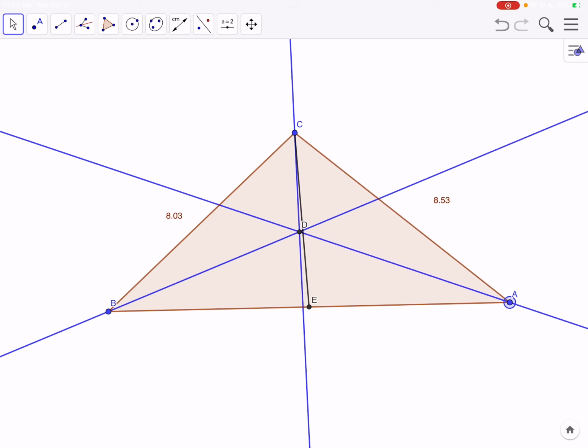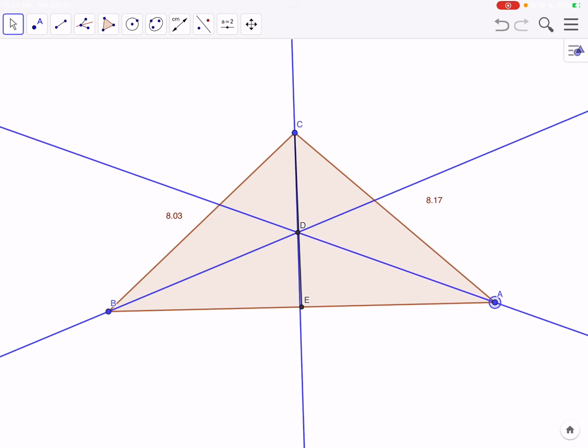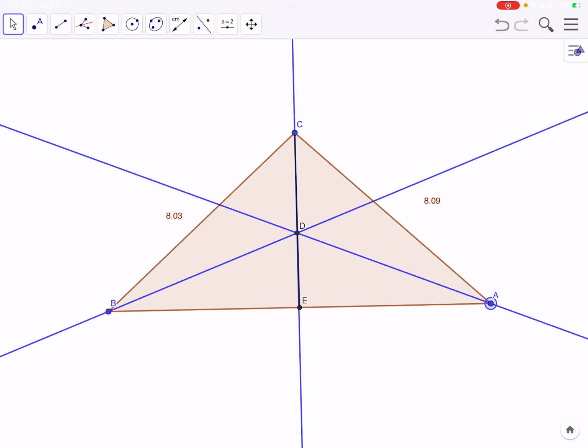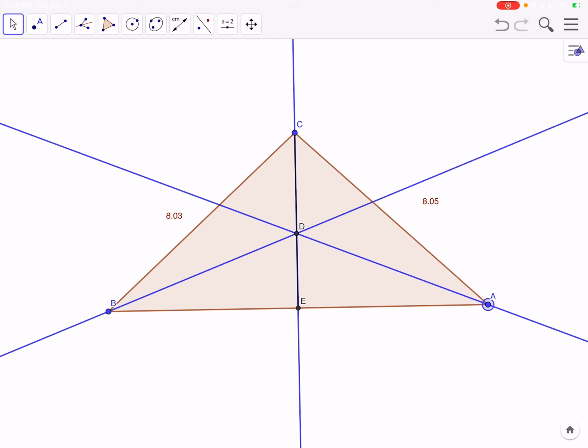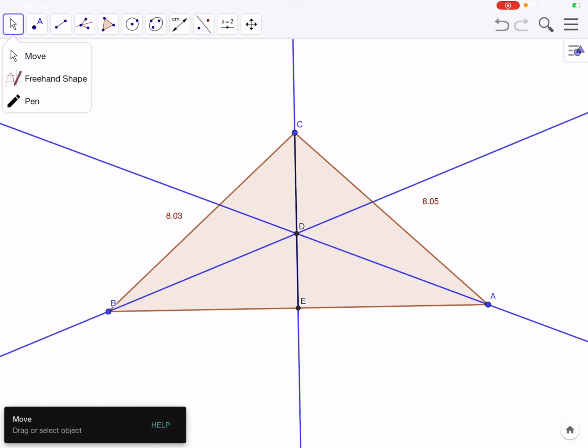Whoop! Oh, it's a little bit off. I can do better than that. Maybe something like that. Oh, that's about as good as I can get it. I'm not too worried. But yes, they can be the same line. What is going on here?